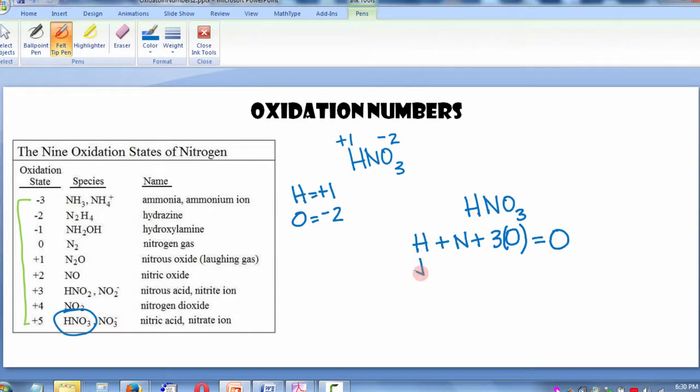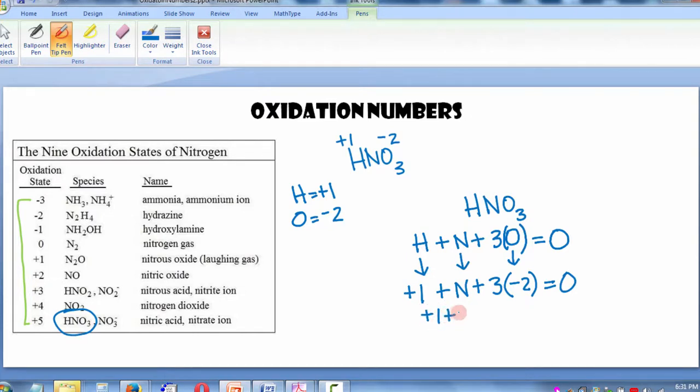Now, all we want to do is simply plug in the oxidation numbers that we know. Well, hydrogen is what? +1. We don't know nitrogen, but we do know oxygen. But how many oxygens do we have? We have 3. So that must be 3 times a minus 2. And that is equal to what? 0, the overall charge of the molecule.